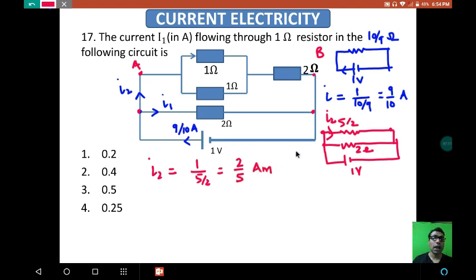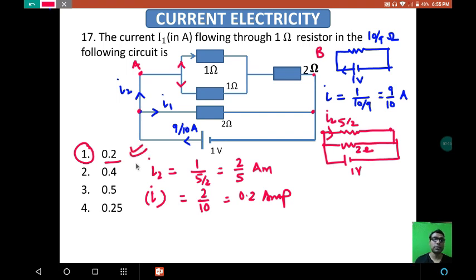amps through this. Again, if we reverse this equivalent circuit into these parts, we get the 1 ohm and 1 ohm. They have the same resistor value, so the current will divide equally among them, meaning half of the current. Now the current through the 1 ohm resistor will be half of this, meaning 2 by 10, which is equal to 0.2 amp. So 0.2 amp is the correct answer. So option 1 is the correct answer.